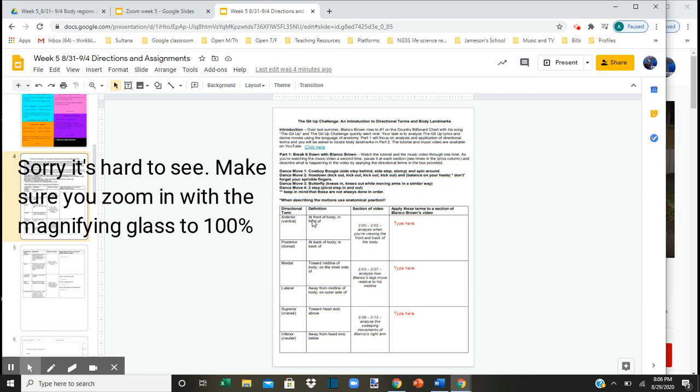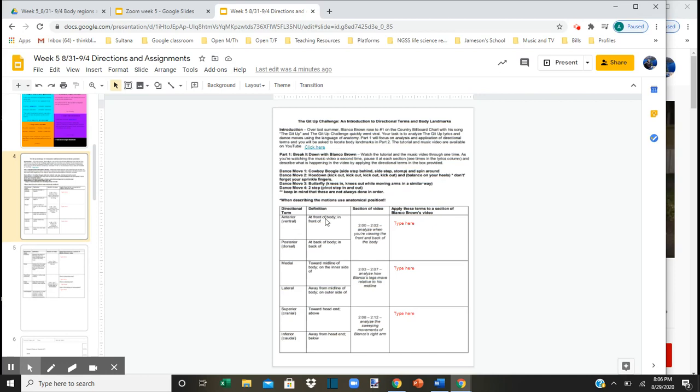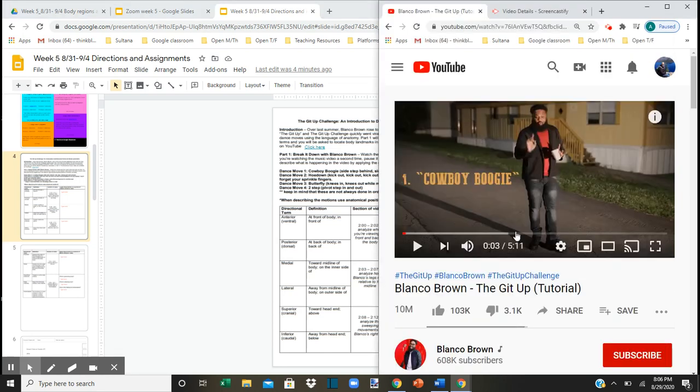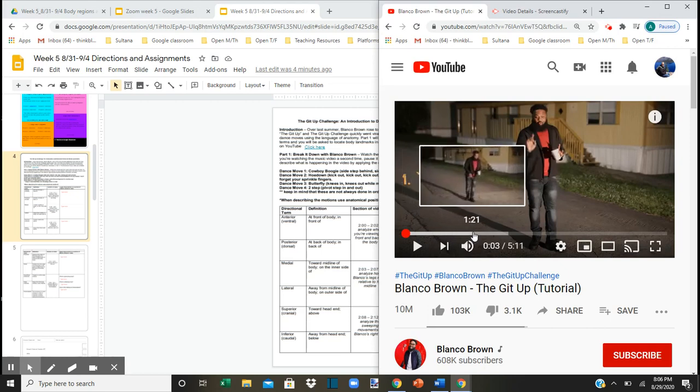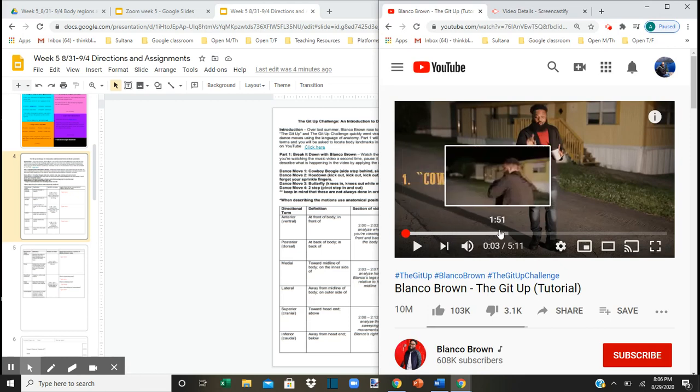And it just gives you the definition in case you need a refresher. Okay, so anterior being front or belly side, right? Posterior, back, right? So you're going to watch the video. Okay, so 2 minutes to 2:02. You can fast forward if you want, because he just kind of goes over the tutorial of the moves.